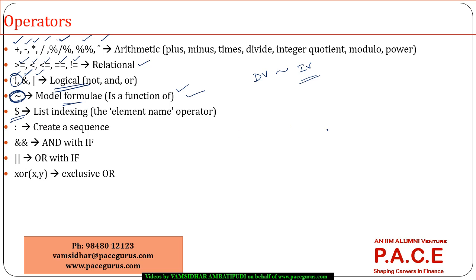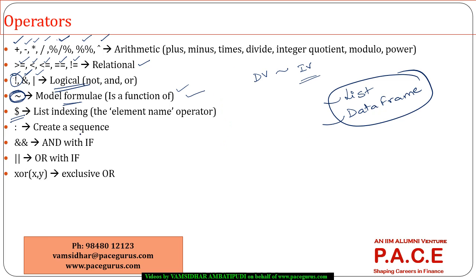Similarly, the dollar. At a later point I will be talking about lists and data frames, some of the complex data structures available in R. When we have to access some of the elements of a specific list or a specific data frame, we can use the dollar as an operator there. In regular scenarios we will not be using the dollar operator, so let's hold on to this for a later point.